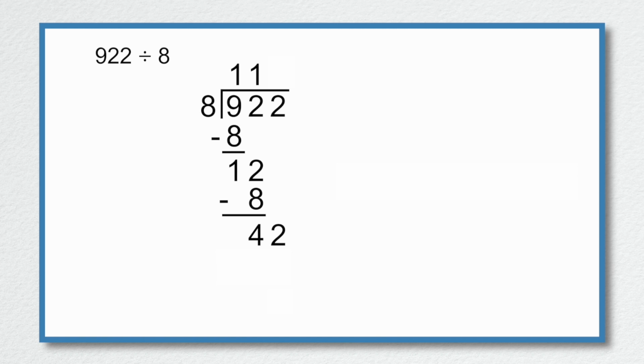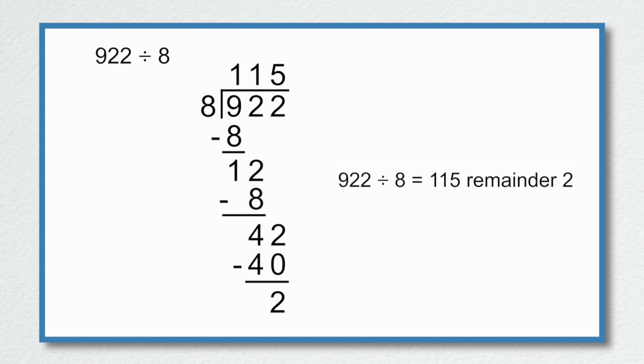8 into 42 is 5, because 5 eights are 40. And we're left with a remainder of 2. 2 is smaller than 8, so that's our remainder. Now in future videos we'll be looking into how to tackle remainders, and that will take us into the world of decimals. But for the time being, let's just write this as a remainder. 922 divided by 8 is 115 remainder 2.